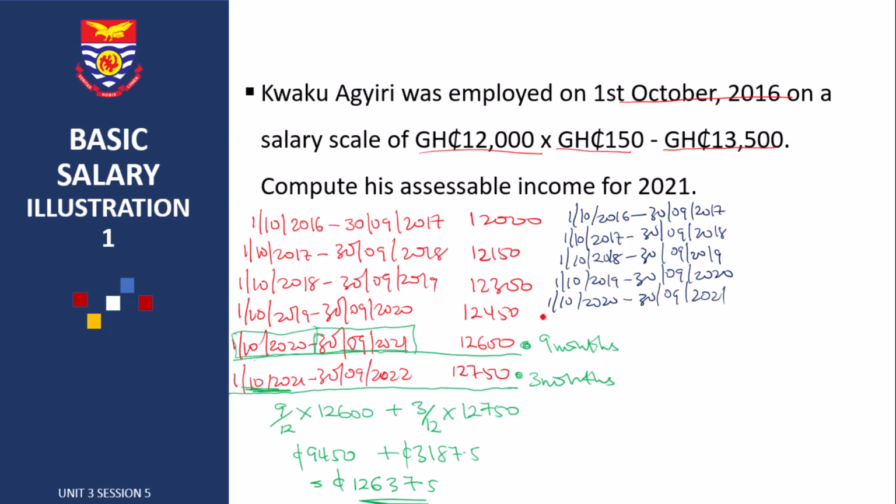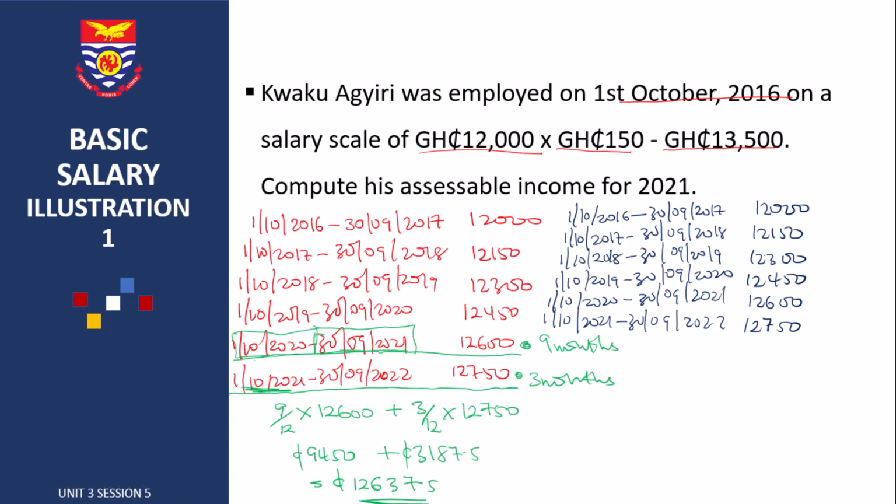So we move on to 1st October 2021 to 30th September 2022. Now let us look at the various amounts. The first, we have 12,000 plus 150, which is 12,150, plus another 150, we have 12,300, plus another 150, we have 12,450, plus another 150, we have 12,600, plus another 150, we have 12,750. With this, you continue till you get the year of assessment you are looking for.